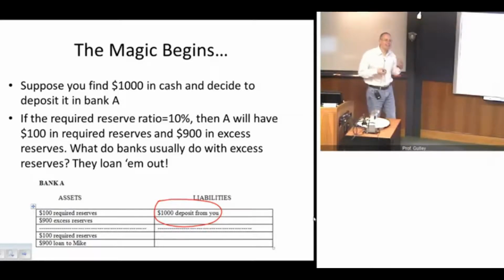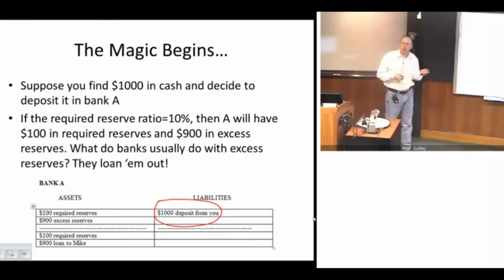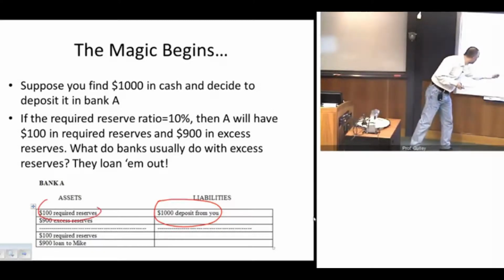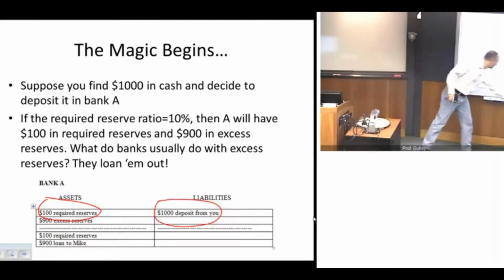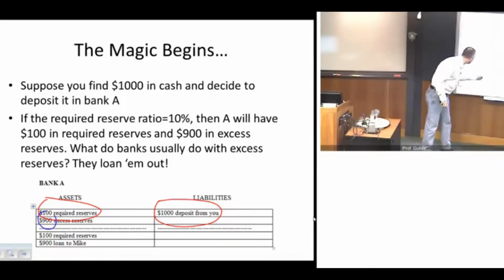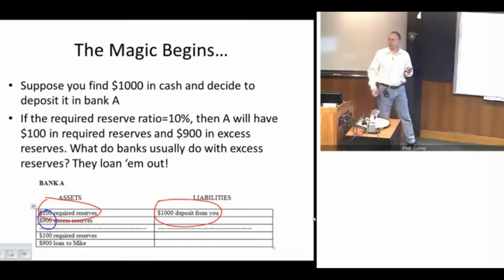What happens to the bank's asset side when you make this deposit? Right away, since it's a checking deposit, and in the United States right now banks are required to hold 10% of checking deposit accounts on reserve, the bank has $100 in required reserves, reserves they have to hold against that $1,000 deposit. But at least initially, they also have $900 in excess reserves, reserves that they do not have to hold against that $1,000 deposit.